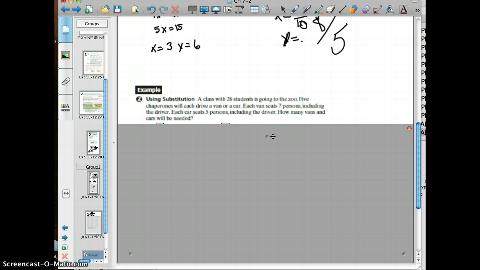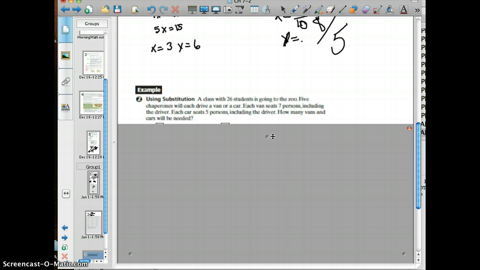Well, the first thing is we only have 5 vehicles, right? So the number of vans and the number of cars has to equal what? This is kind of that duh statement when we're writing our equations. Our cars and our vans have to equal 5. So that's going to be our first equation. Vans plus cars equals 5. And you can put in V's and C's for those 2 variables.